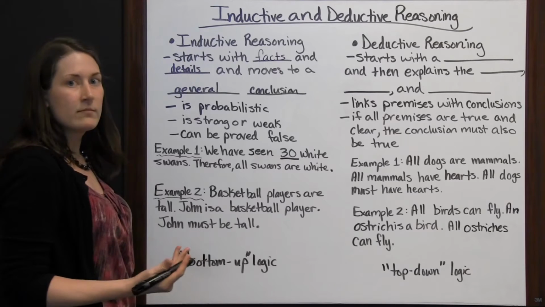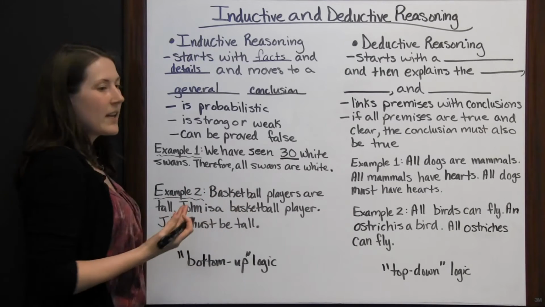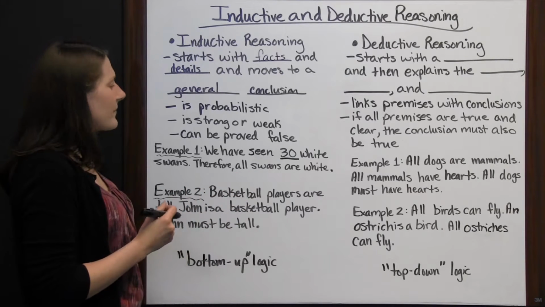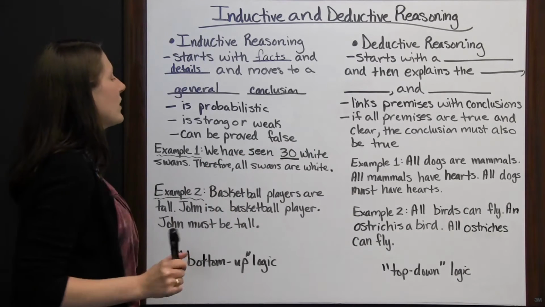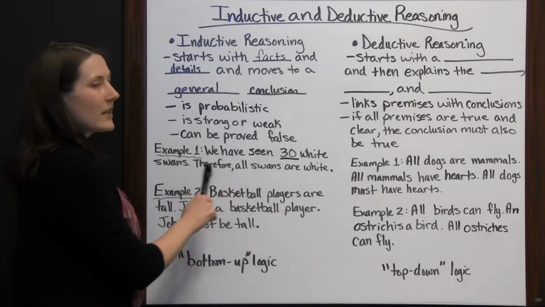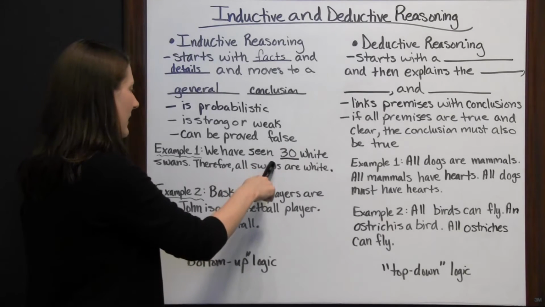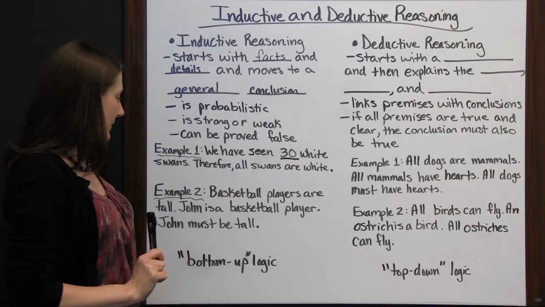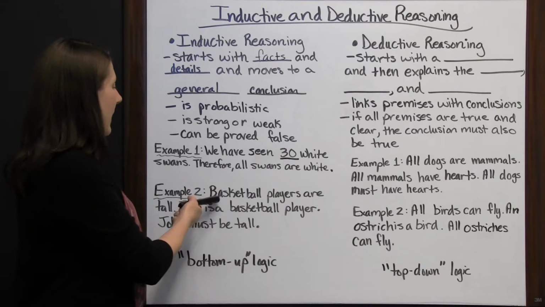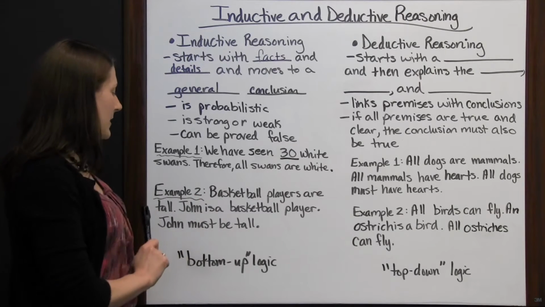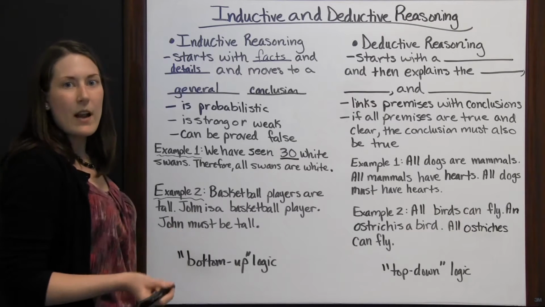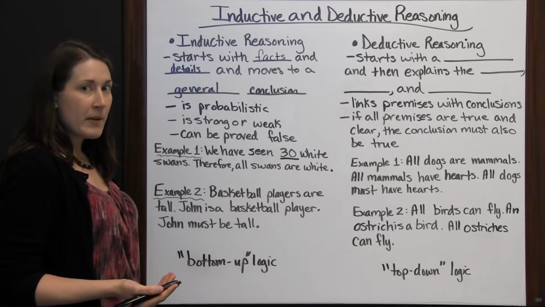But is it true? No, not all swans are white. You've got other colors. So this isn't a true thing. This is a false conclusion. But we did use inductive reasoning to get there, basing our conclusion on our examples. Let's look at the next one. Basketball players are tall. John is a basketball player. John must be tall. Well, we don't actually know John, so we're not sure about this one.